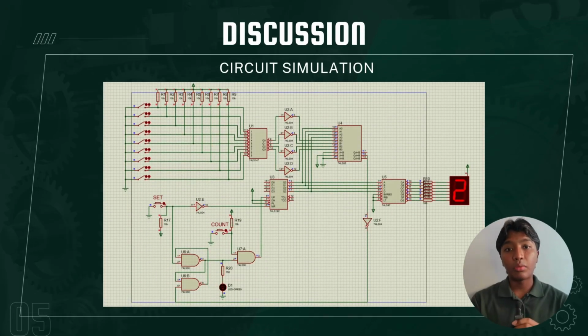Now, I will demonstrate how our attendance system works. As you can see here, I close switch number 7, then I press the set button followed by the count button. The number starts going up until it reaches 7. The LED then turns off after it reaches the target value, which in this case is 7.